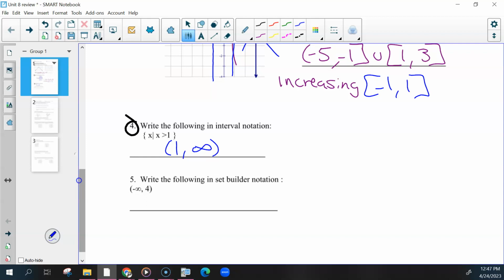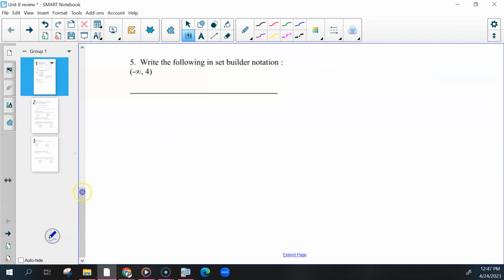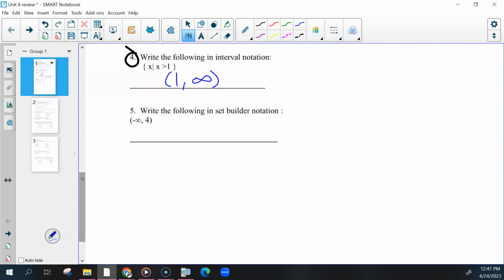Other questions on this objective? Sure. So 5, you're going the opposite way. It tells you what your interval notation is, and we have to write it like this. From negative infinity to 4, is that below 4 or above 4? Below. So that has to be less than or less than or equal to. Which one would it be? Since it's a parenthesis, strictly less than.